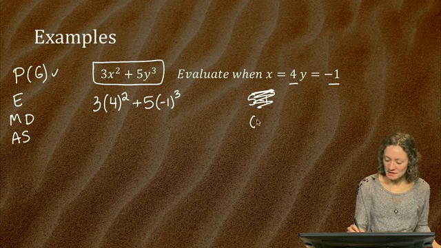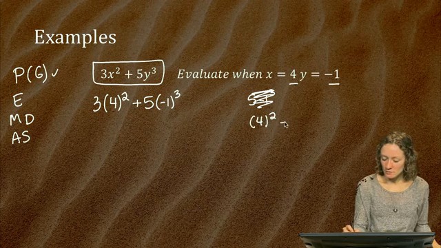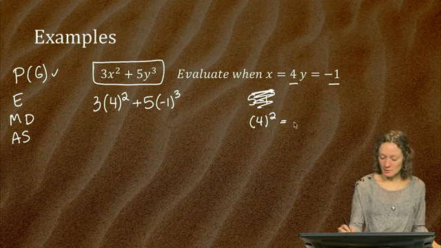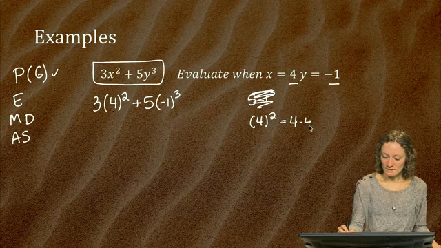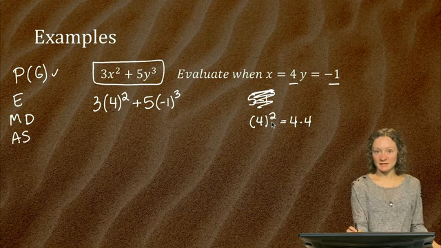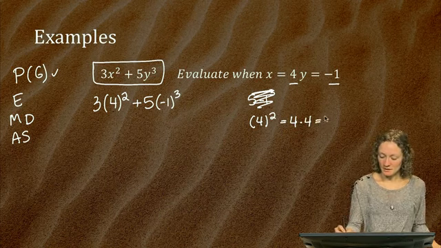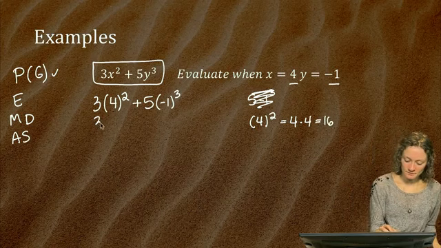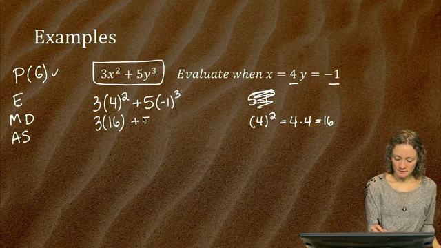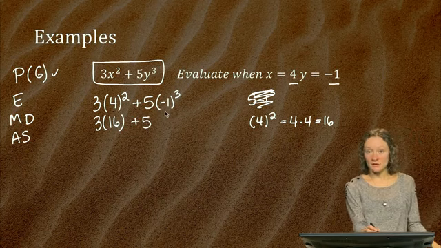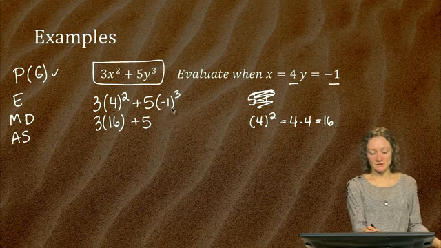We have 4 being squared. Remember, 4 raised to the 2nd power means 4 times 4. The number 4 multiplied by itself 2 times, giving us 16. So now we have 3 times 16. And we have another exponent, -1 being raised to the 3rd power.